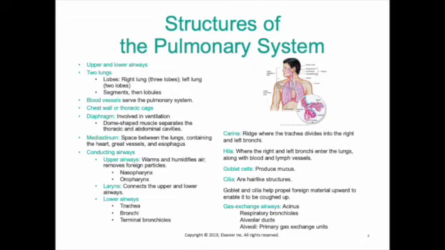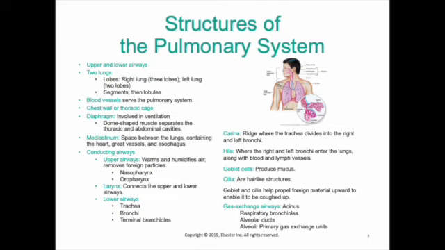Then we have the carina, which is that ridge between the trachea, and it divides into the right and the left bronchi. The hila is where the right and the left bronchi then enter into the lungs, along with our blood and the lymph vessels that serve those lung spaces.